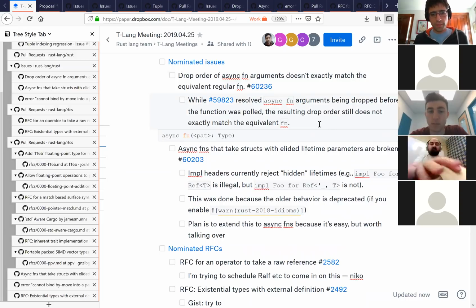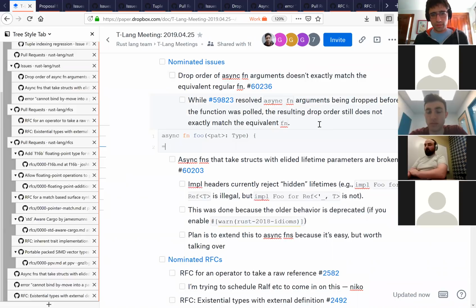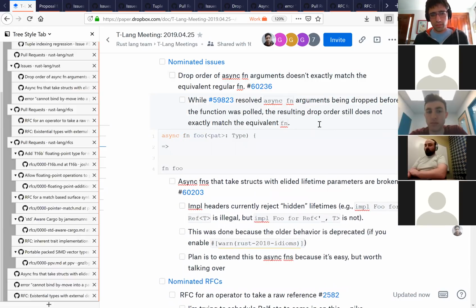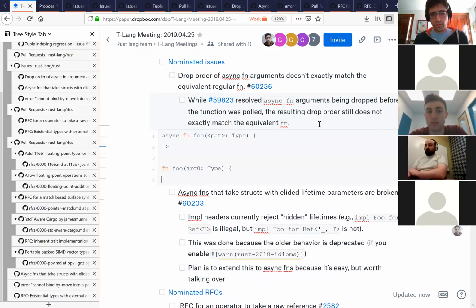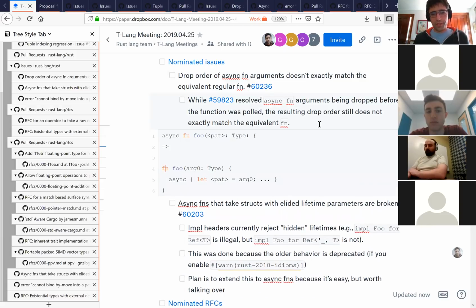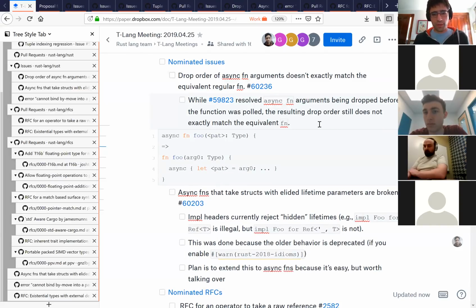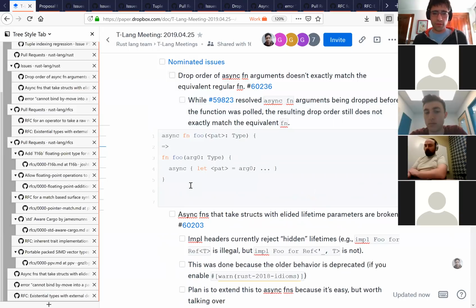If you imagine there's some pattern here, and we're desugaring this something like this, which is sort of how I always imagined functions work, but it turns out they actually drop. There are some subtle differences in order which drops might occur, if you compare it to a regular function, in the case where you have patterns with underscores and things like that. I forget all the exact details.